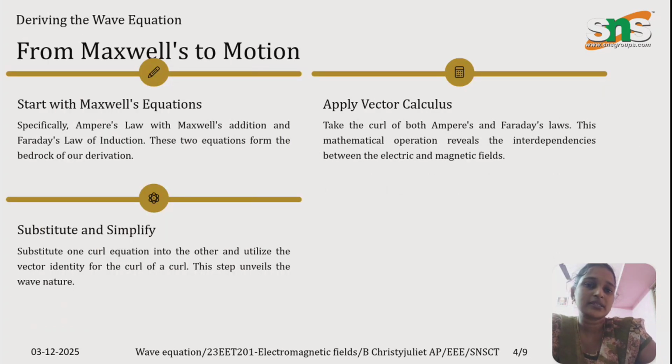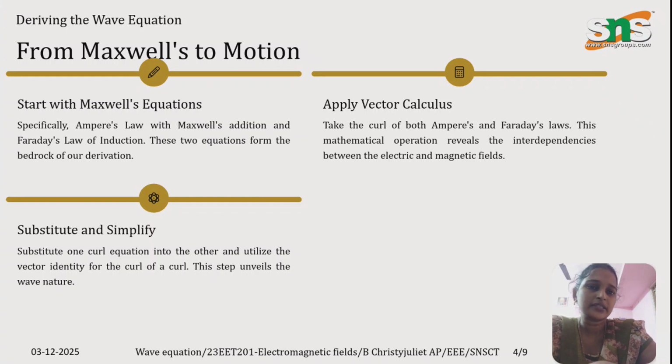So next, let's derive the wave equation from Maxwell's equations. The wave equation consists of two parts. One is the electric field and the other one is the magnetic field. Together we have the electromagnetic wave. So it comprises two parts, the electric field part and the magnetic field part.